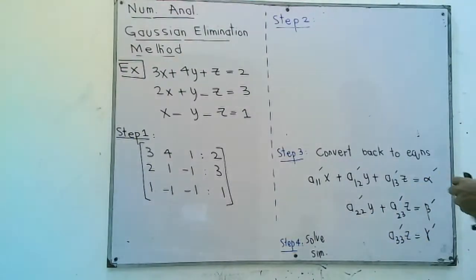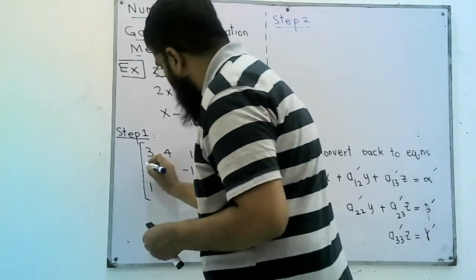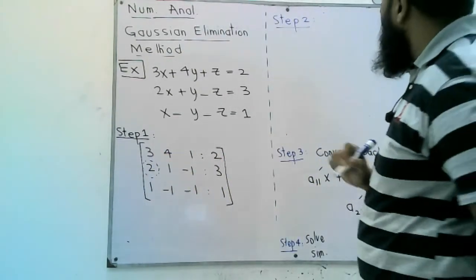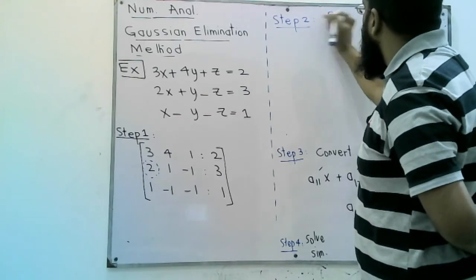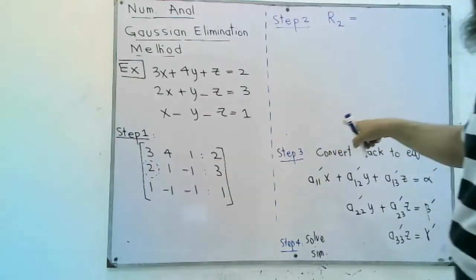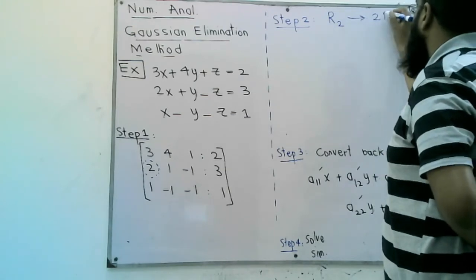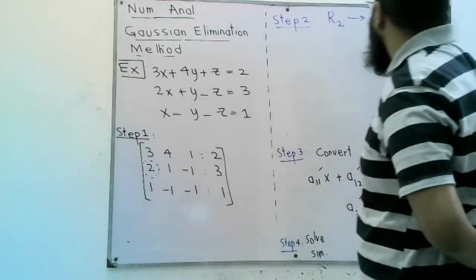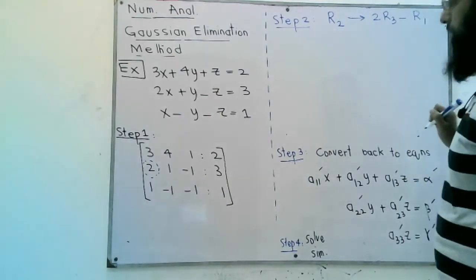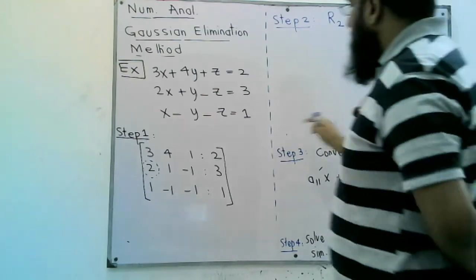To obtain a 0 here, let's obtain a 0 here first, and that we can obtain by implementing this operation: R2, which means row 2, is replaced with 2 times R3 minus R2.